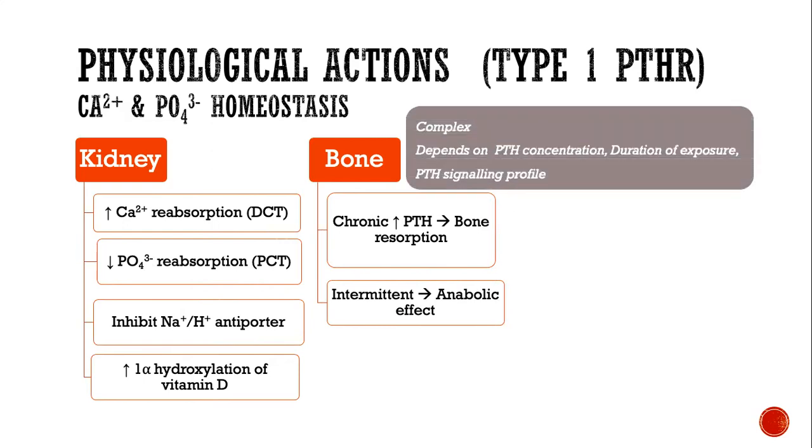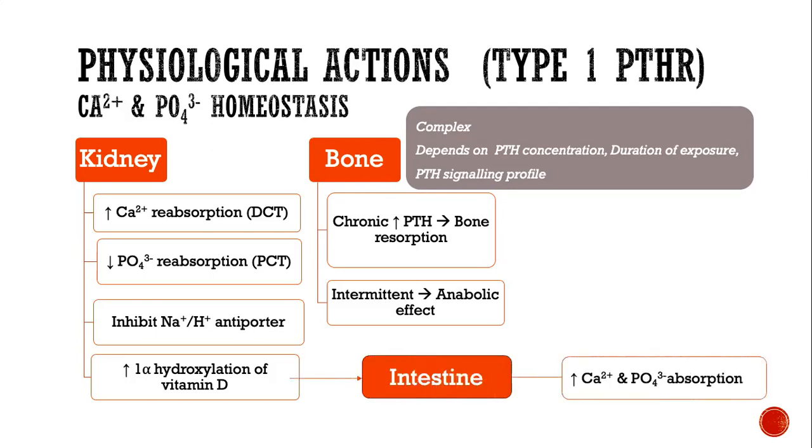On bone, the action of PTH is complex. The resorption or bone deposition depends on the PTH concentration, duration of exposure, and PTH signaling profile. The final outcome with chronic PTH is bone resorption, and intermittent increases and decreases have an anabolic effect on bone.